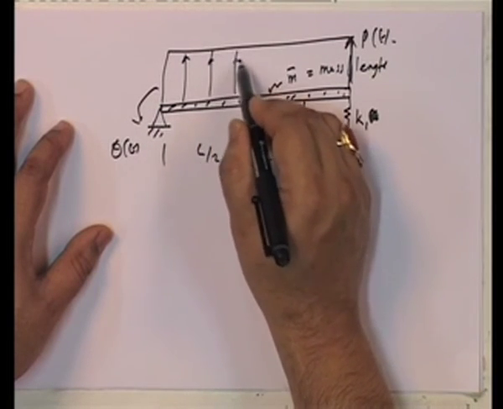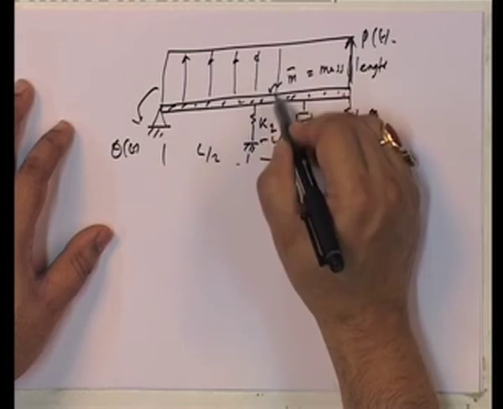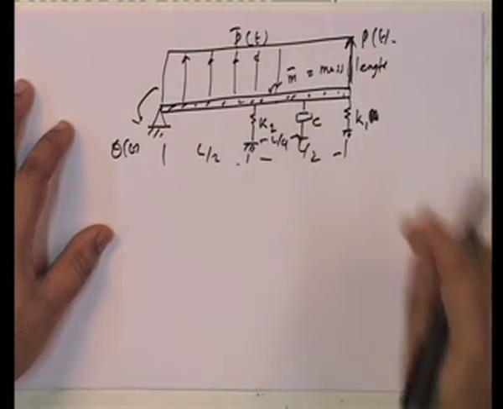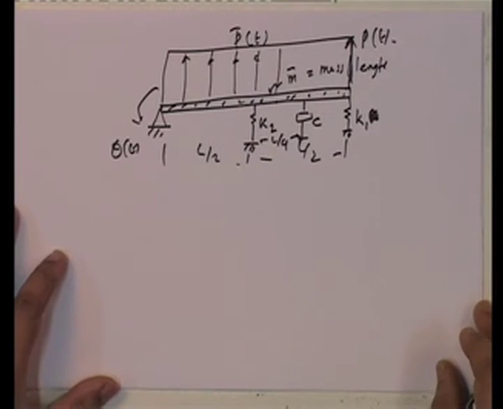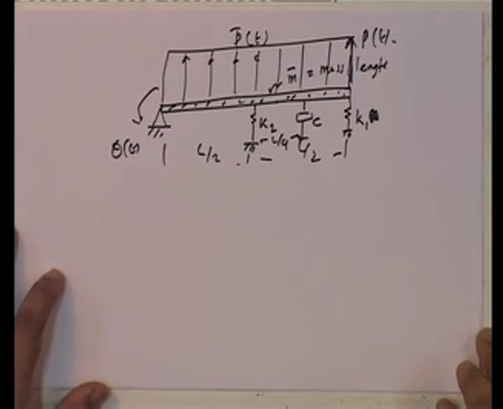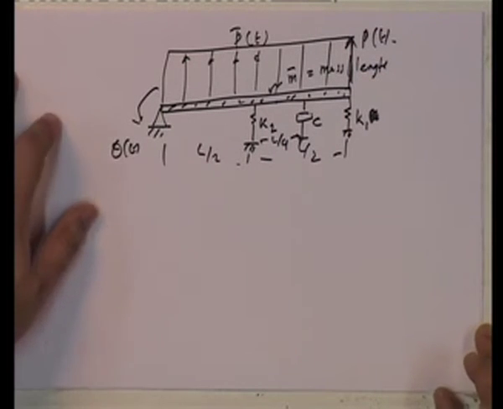Okay, let us put a UDL here, which is P bar of T, which is load per unit length. Okay, let us do that. Let me do that. Okay, that's the problem that I have to solve.